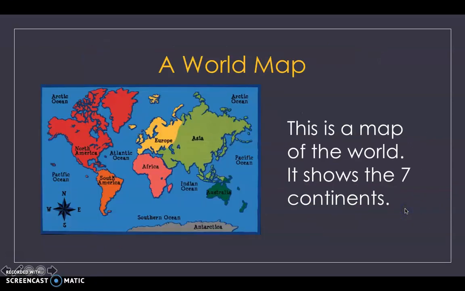Next map up is a world map. And in a world map, it shows us the 7 continents of our world and the major oceans, or really all the oceans in the world, as you can see in blue. The Arctic Ocean, the Pacific Ocean, Atlantic Ocean, Southern Ocean, Indian Ocean, Pacific Ocean, and Arctic Ocean again. And here are the 7 continents: North America, South America, Africa, Europe, Asia, Australia, Antarctica. Awesome.